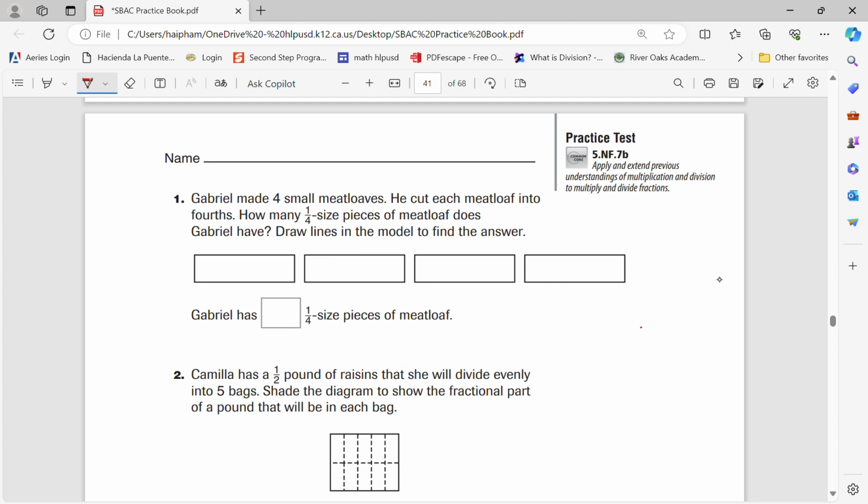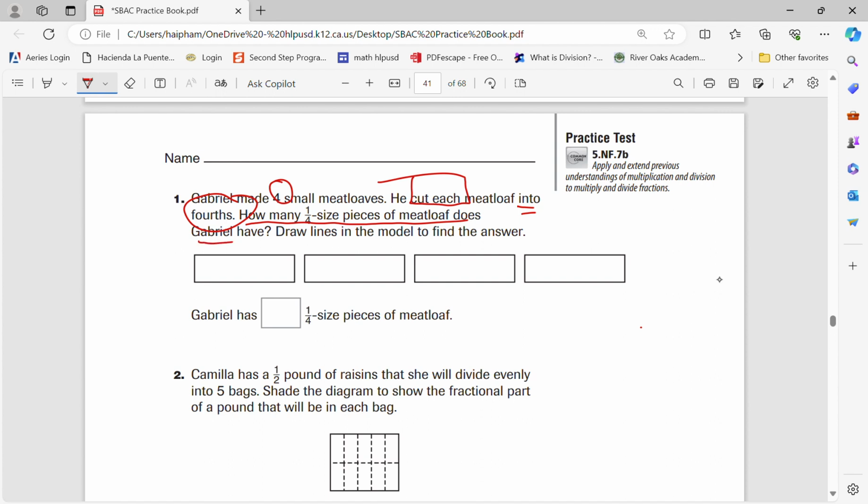Let's dive into number 1. Gabriel made 4 small meatloaves. He cut each meatloaf into fourths. How many 1/4 size pieces of meatloaves does Gabriel have? Draw lines in the model to find the answer.